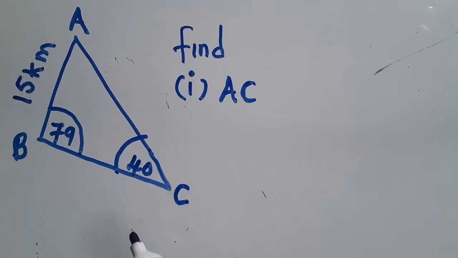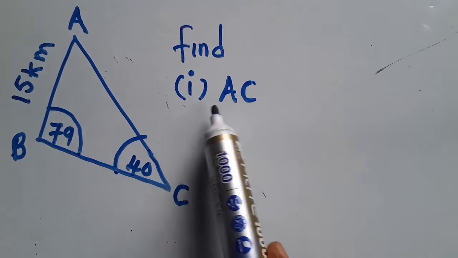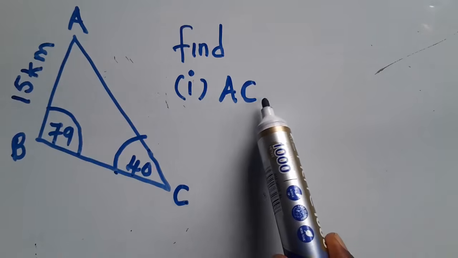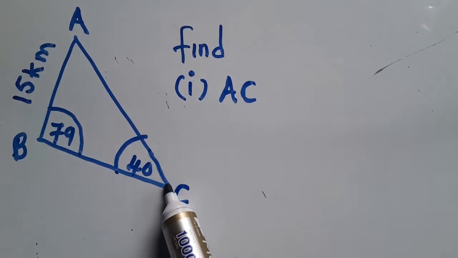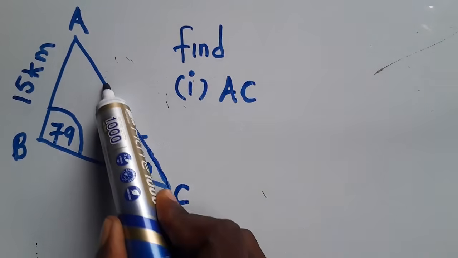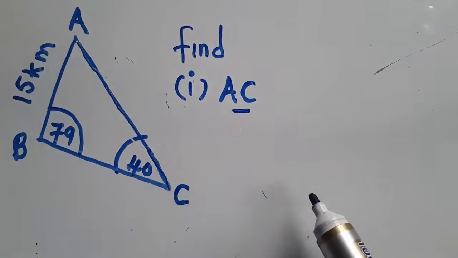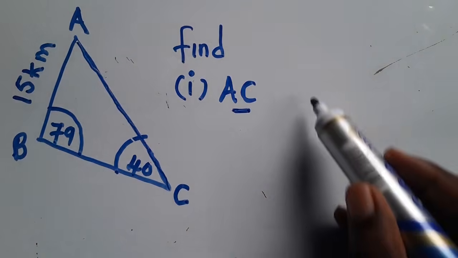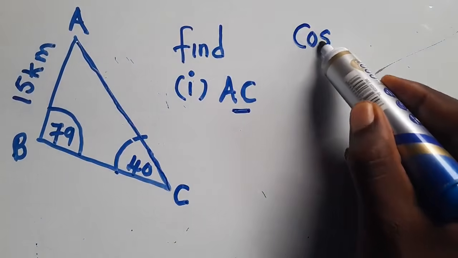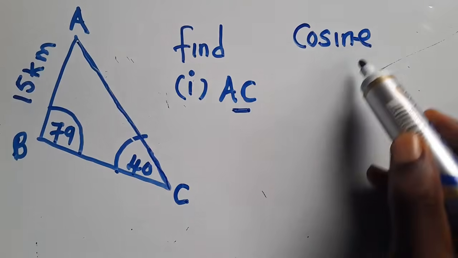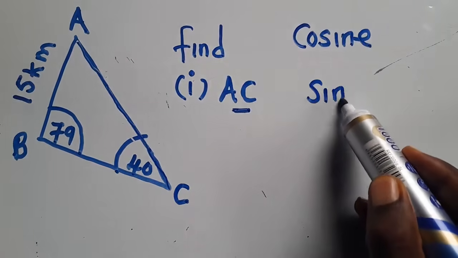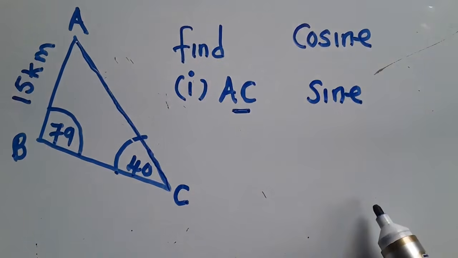We've got this first question that we want to answer. The question is saying find AC. Where is AC? AC is this side. This is AC that we want to find. Before we find AC, we know that under trigonometry we've got the cosine law and the sine law.